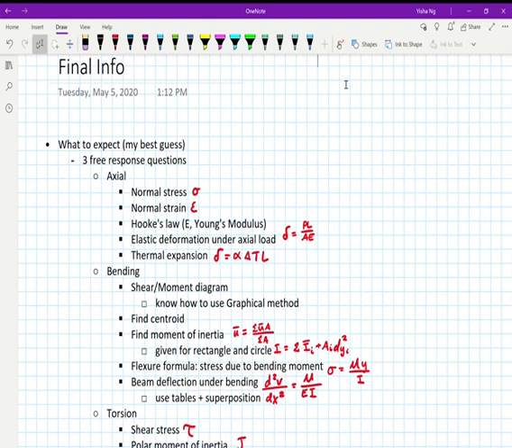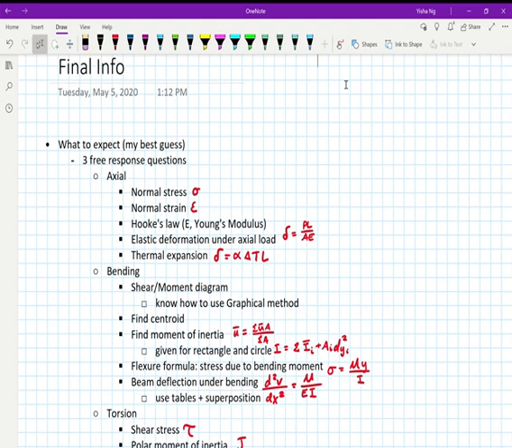We also have elastic deformation under an axial load. So that's when you're pulling a bar and it's getting longer. You might also have thermal expansion, which is the expansion of a bar under thermal load. So if it gets hotter, it expands. If it gets colder, it contracts. I'm guessing it's going to be some combination of those concepts.